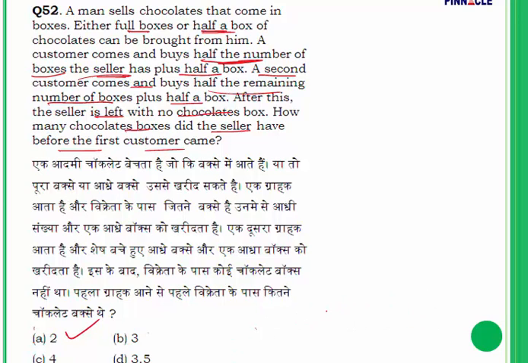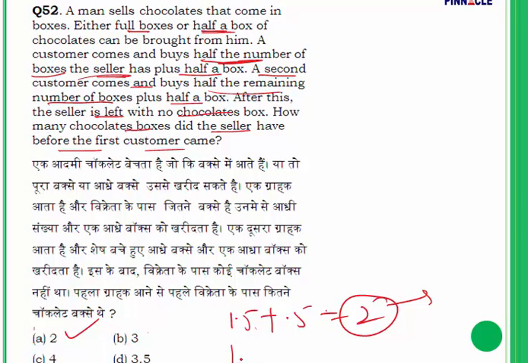Option B, and what is the question? Half of 3 is 1.5, plus half. Half of the boxes, that is 1.5, plus half a box. Half a box means 0.5, so that is 2. 2 has been taken by the first customer, and the remaining is 1.